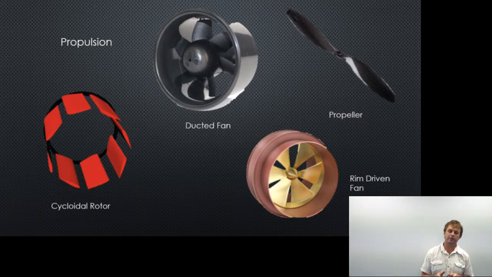We considered a ducted fan, propeller, or a rim-driven fan. Ducted fan and rim-driven fan are very similar, except the rim-driven fan takes out the need for torque compensation on the airship, and the propeller is generally the way we decided to go, because it adds a lot less weight and it's quite easy to drive.